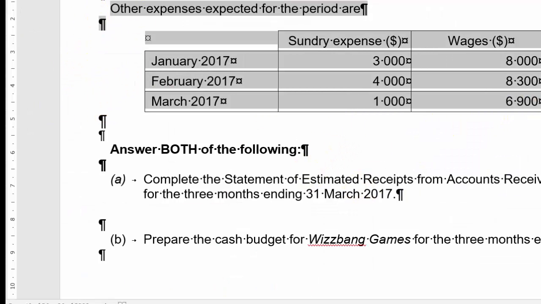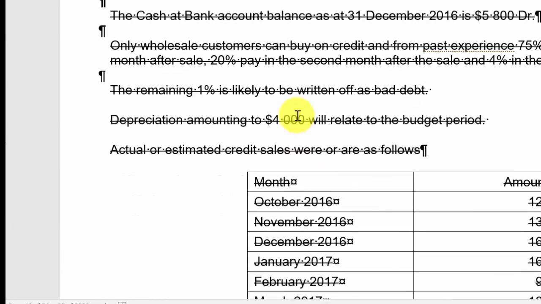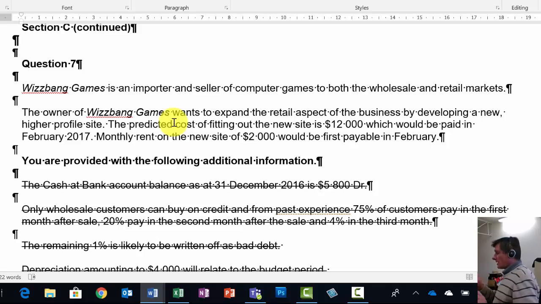Now I've got to come back to the top here because there's an item that I haven't yet dealt with, and that is this $12,000. We've got the predicted cost of fitting out a new site of $12,000, which is going to be paid in 2017, and monthly rent for the new site will be first payable in February. So that's monthly. So we're going to include both the fitting and the rent.